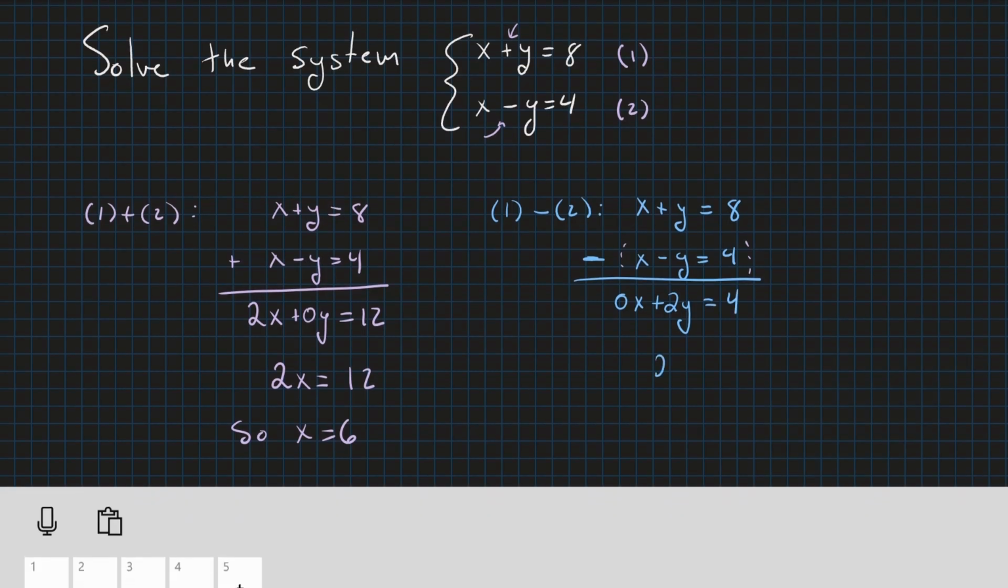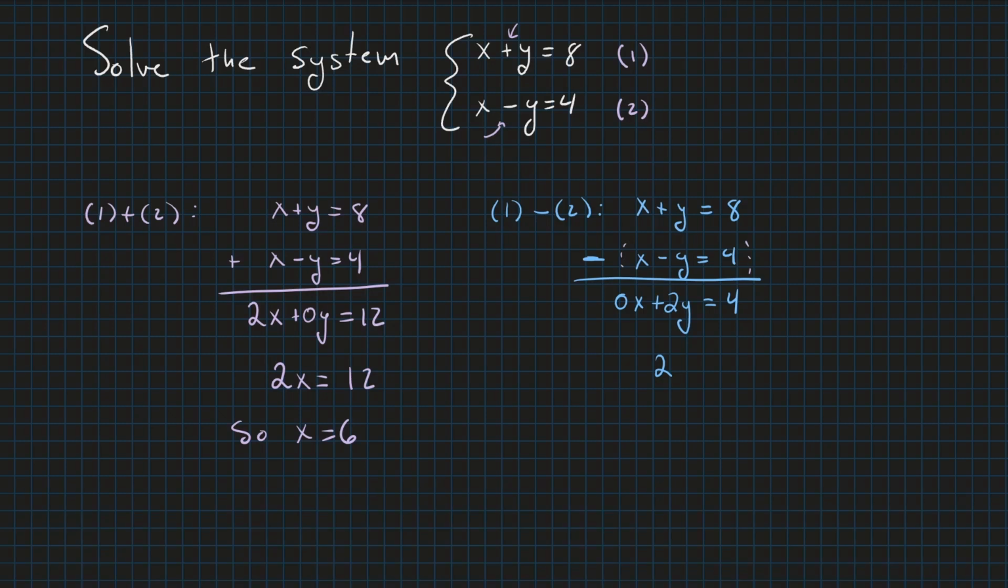So this is really the equation 2y is equal to 4. So y is equal to 2, which gives us our solution. It is the point 6, 2, which is what we found before.